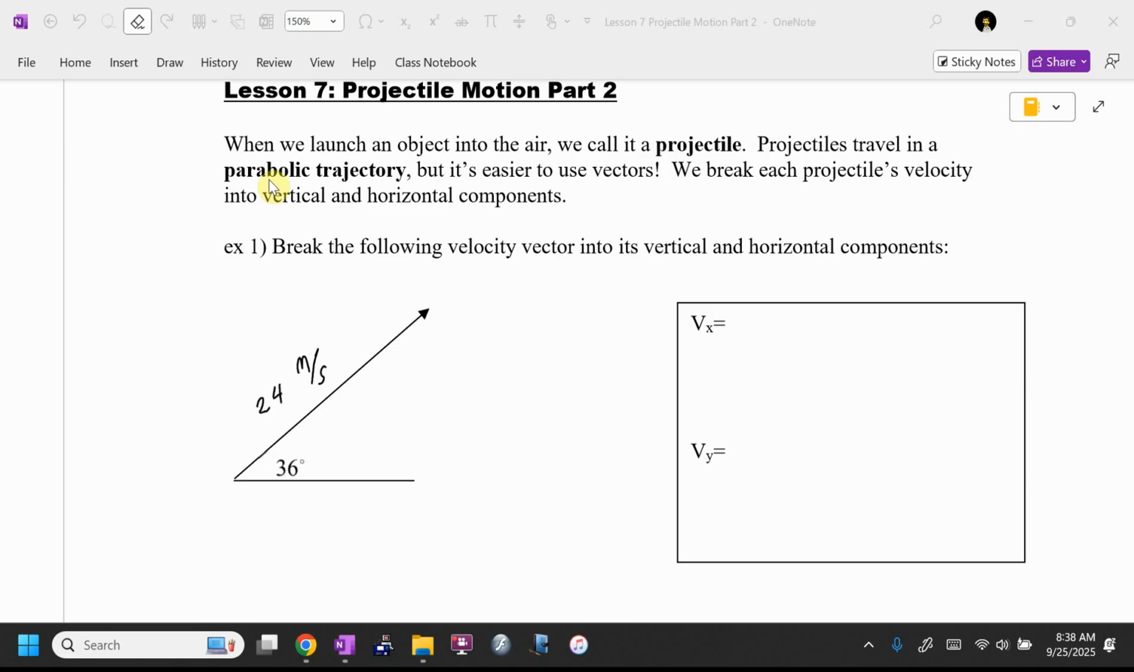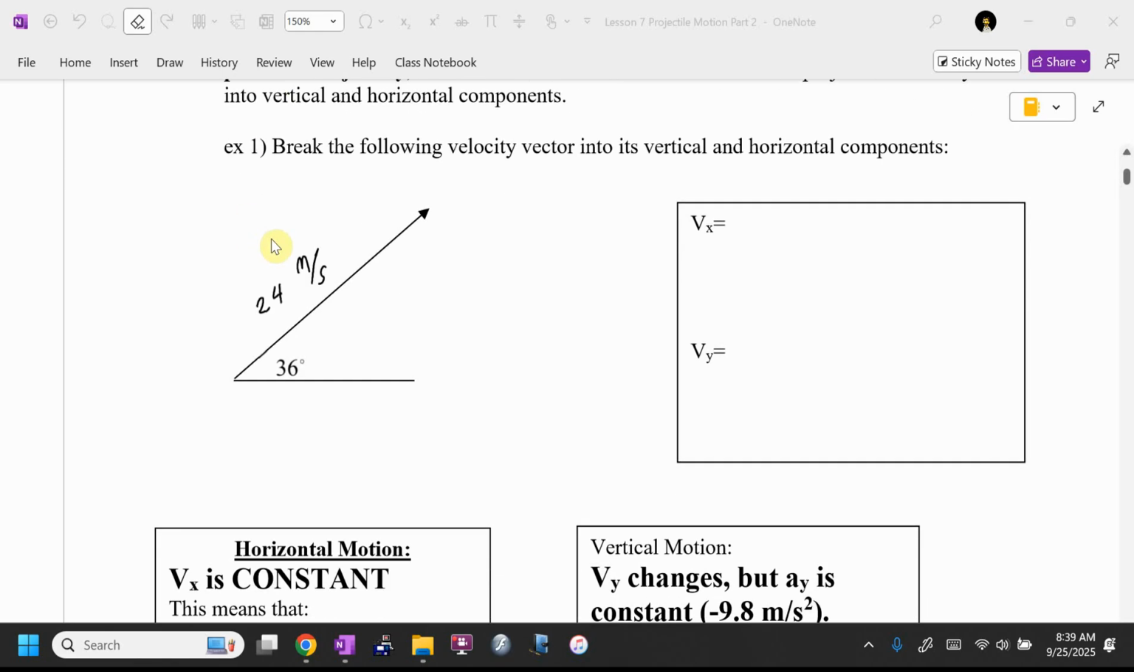You could, by the way, analyze it with all the parabola stuff you used last year. In other words, if you wanted to find the highest point of a projectile, that's the vertex. You learned how to find the vertex last year by completing the square. But it's much easier to break it into components and use vectors. So we're always going to break a projectile into vertical and horizontal components.